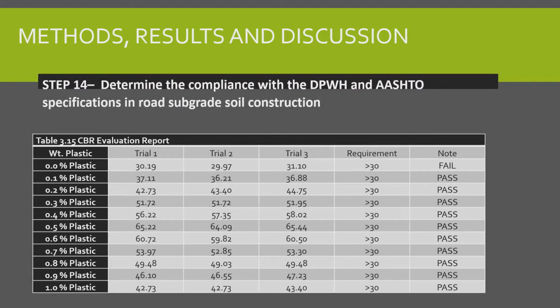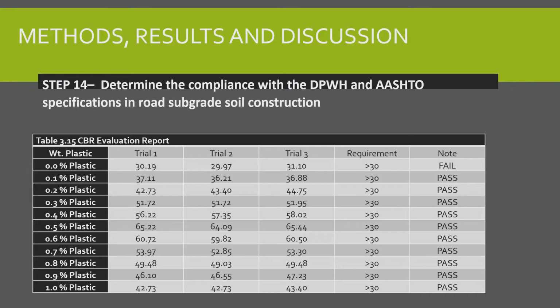Basically, the minimum requirement for CBR values is 30%, and we could see that the control sample failed to meet the specification. Upon the addition of plastic on road subgrade, the CBR values increased and therefore passed the specifications.